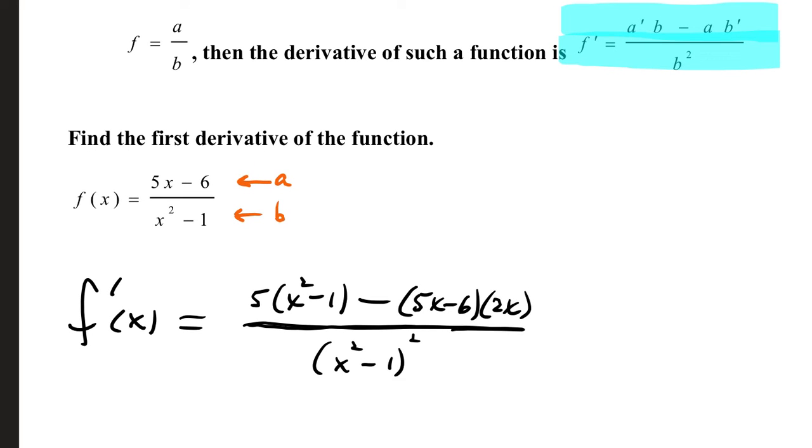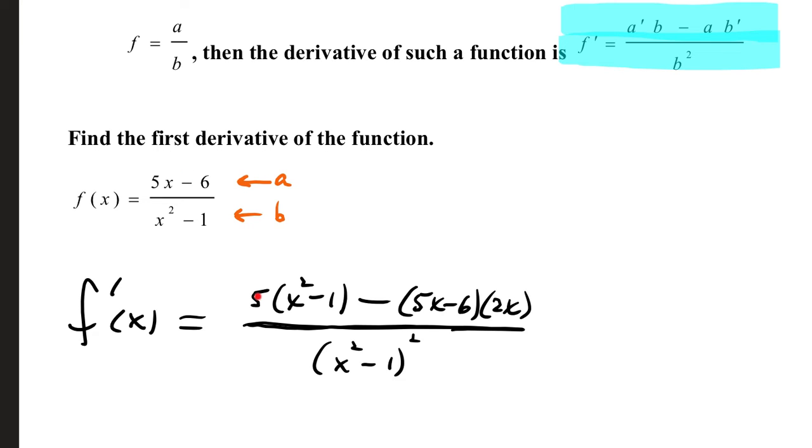Find the first derivative of this new function, 5x minus 6 over x squared minus 1. The numerator we're calling A, the denominator we're calling B. And then we'll follow the quotient rule recipe highlighted in teal. I think that's a teal color.